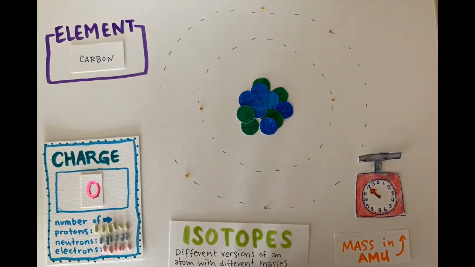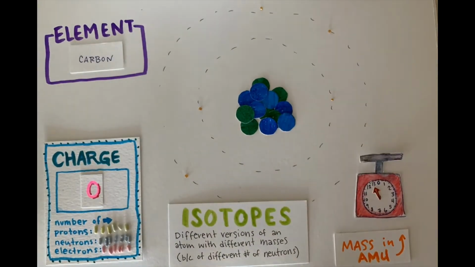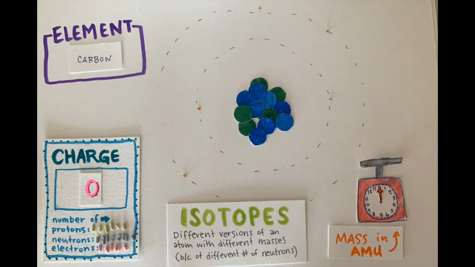Now you'll find that not all atoms of the same element have the exact same mass. This is something called an isotope. Isotopes are a variation on an atom that has a different number of neutrons. Remember, neutrons don't determine element identity, nor do they determine charge. And so all they do is determine the stability of the nucleus.